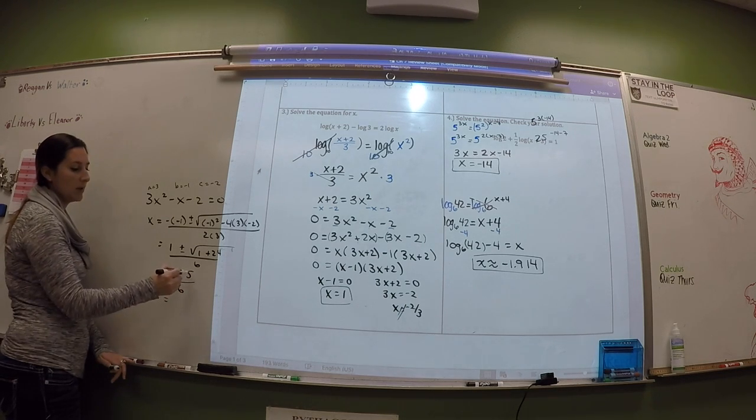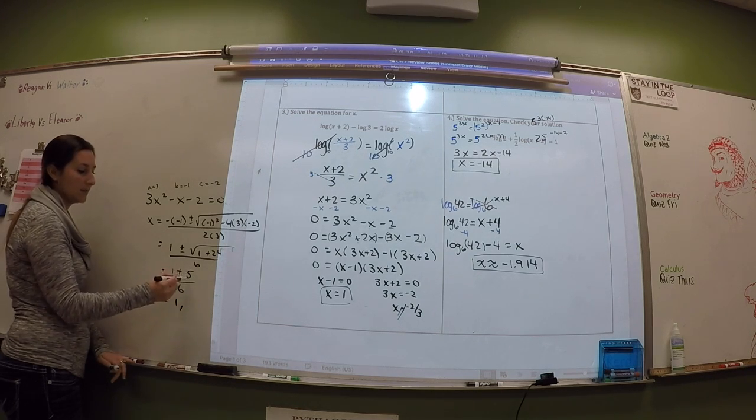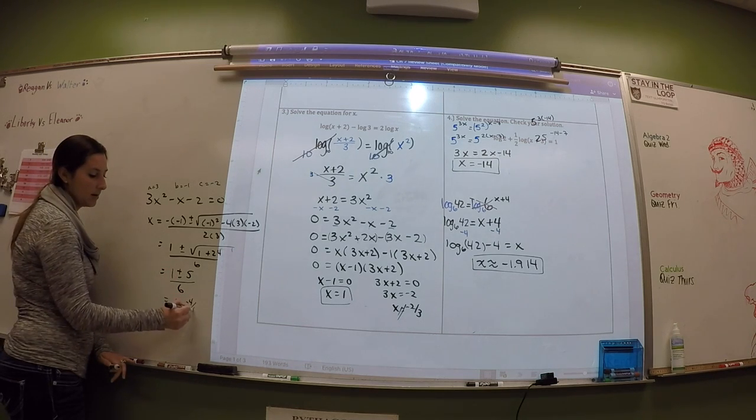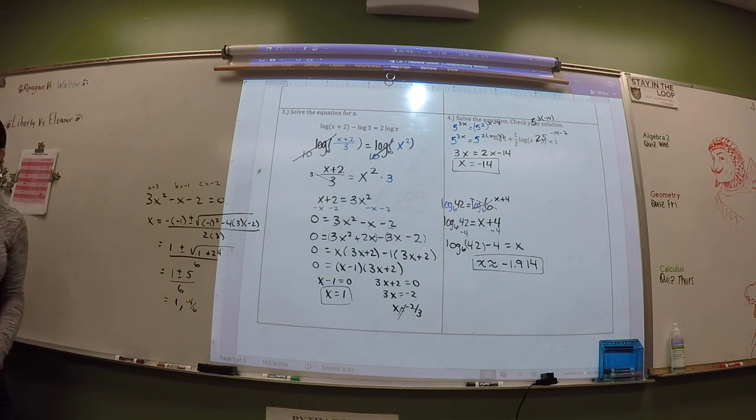So you have 1 plus 5, which is 6, divided by 6 is 1. Then you have 1 minus 5, which is negative 4, over 6, and that simplifies to negative 2 over 3. So that's the quadratic formula way. But you'll see we get the same answer no matter what. So it's personal preference.